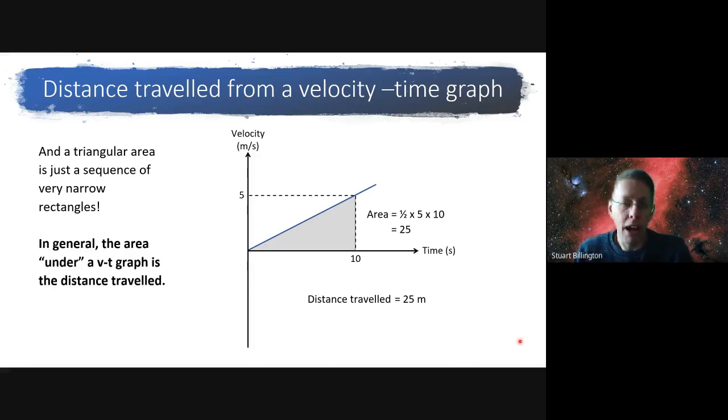So the bit that I need you to write in your book, possibly sketching the graph that's on the screen in front of you by way of illustration, I need you to copy down the bold writing, please. In general, the area under a velocity time graph is the distance traveled. And then if you want to, do a little sketch by way of an example. I am going to give you 1 minute to write that down.